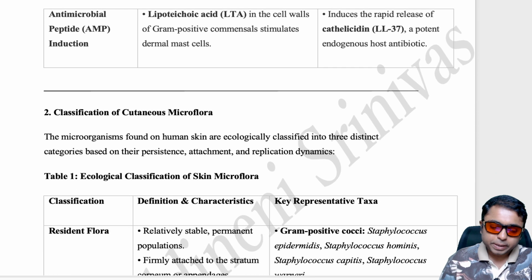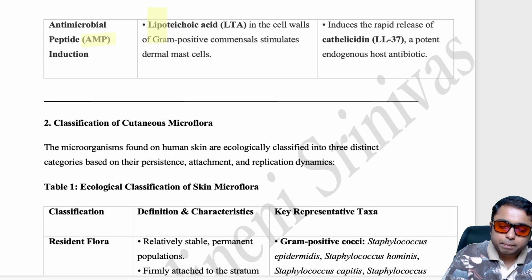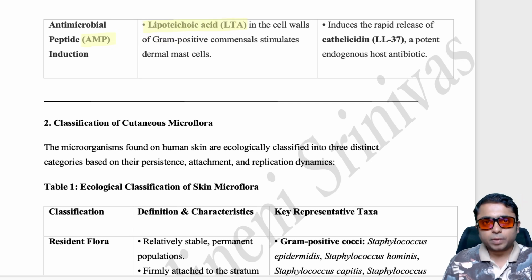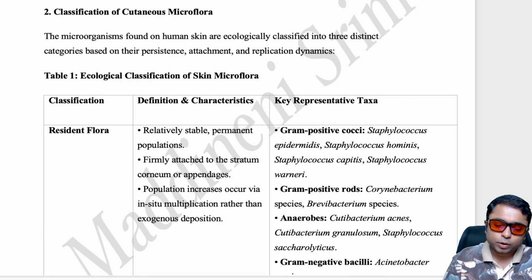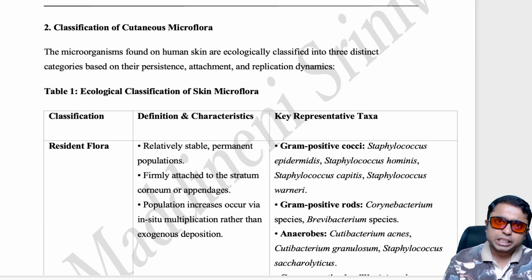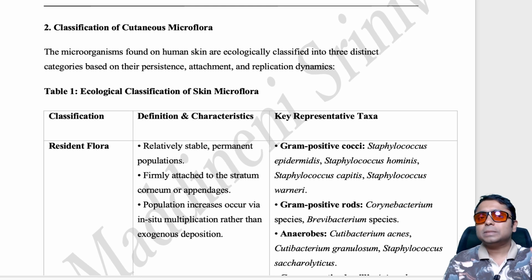So these are some of the mechanisms. Of course, this is again AMP, the lipoteichoic acid. Okay, so AMP is also a separate topic which we are going to discuss in a different video. So we have seen one classification of the organisms into commensals, the symbionts and the pathogens.